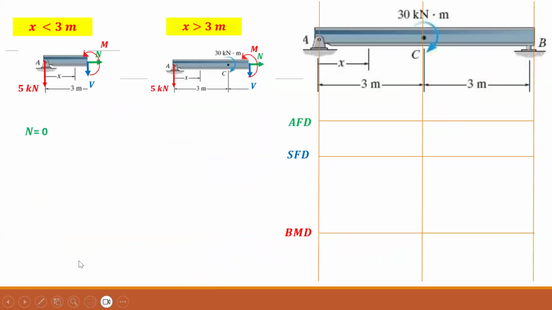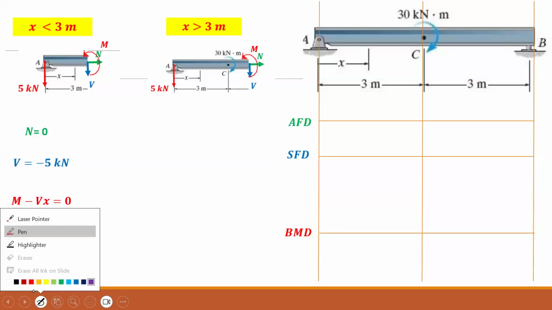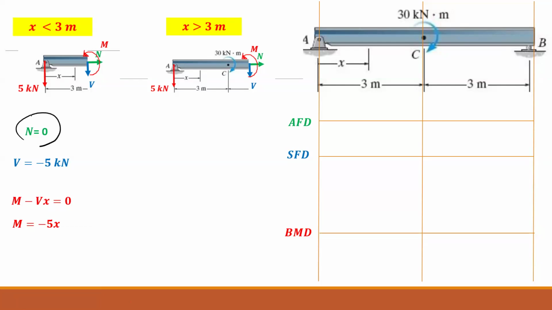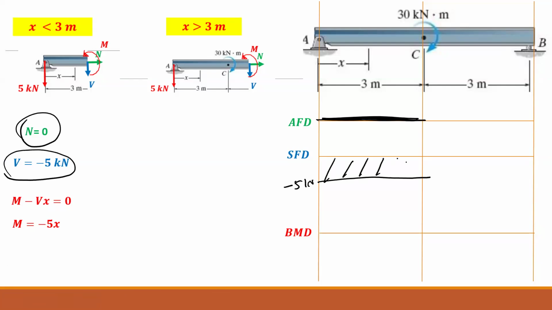Now N is 0, V is negative 5, M is negative 5x. Okay, let's put the boundary conditions now. So let's draw this part. N is 0, so up to here halfway, N is 0. And this one is negative 5, so I can write it as negative 5 kilonewtons.